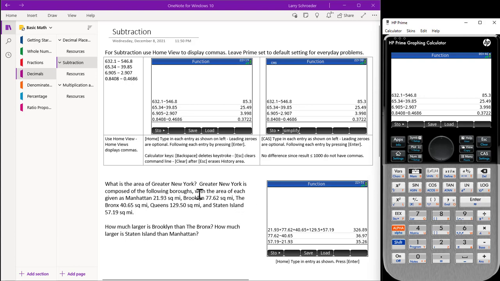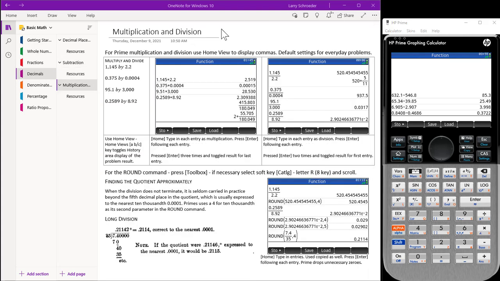Down here we worked a practical problem. It was just straightforward, adding numbers and subtracting numbers. This ends our discussion of subtraction page. We have switched to the multiplication and division page. Let's clear our calculator out. Multiplication is pretty straightforward. We might take a look at this last entry.